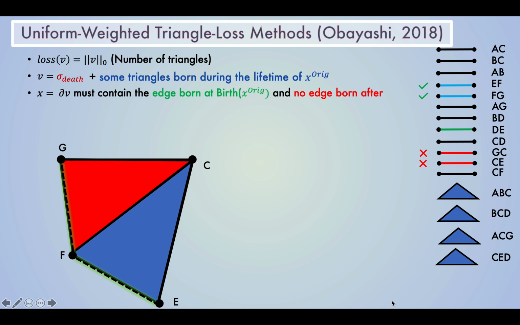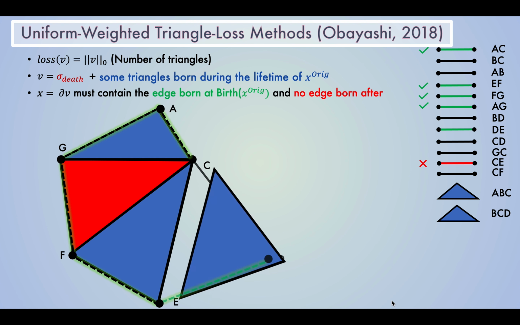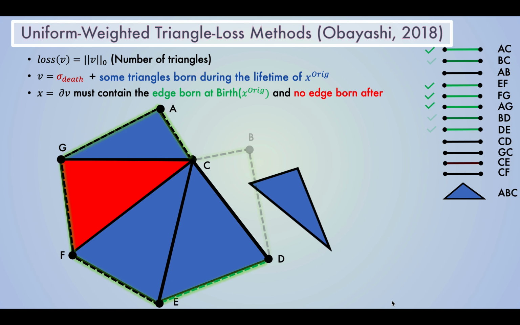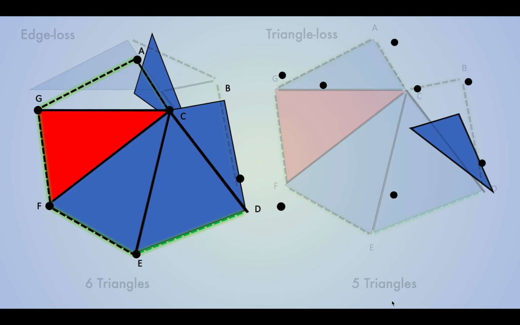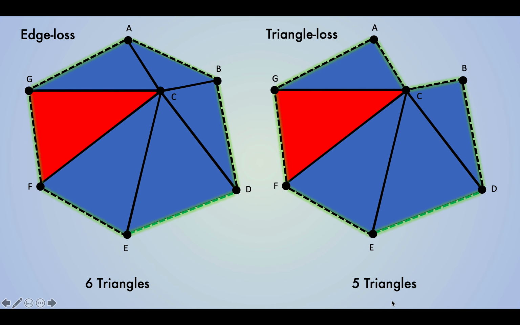Then we add in triangle CEF, but the constraint is still unsatisfied because we add in triangle ACG. So we add in triangle BCD, and now we get an optimal volume with a boundary that satisfies the constraints of the optimization problem. The edge loss optimal solutions could be different from the triangle loss optimal solutions. As we can see, the edge loss solution bounds 6 triangles, while the triangle loss solution bounds 5.